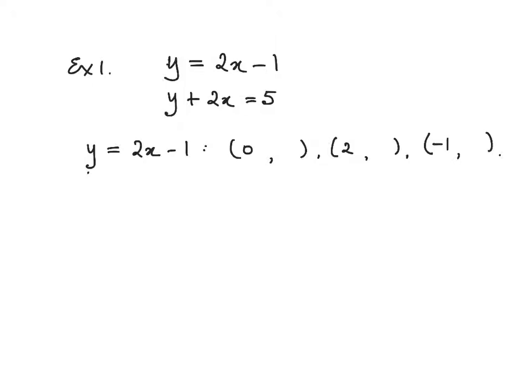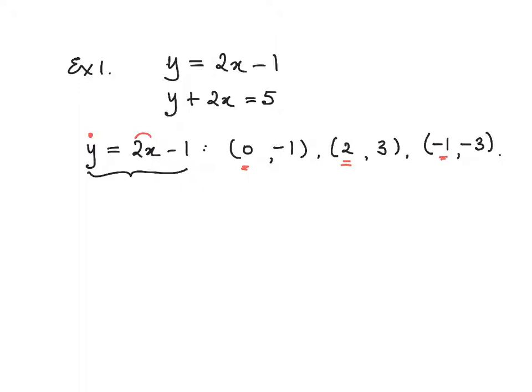Now this equation tells us that we find the y coordinate by multiplying the x coordinate by 2 and then subtracting 1. So 2 times x minus 1 gives us y. Let's start here then. 2 times 0 is 0, minus 1 is -1. 2 times 2 is 4, 4 take away 1 is 3. 2 times -1, that's -2, -2 minus 1 is -3. There are our 3 points.